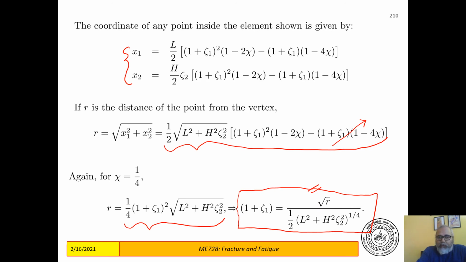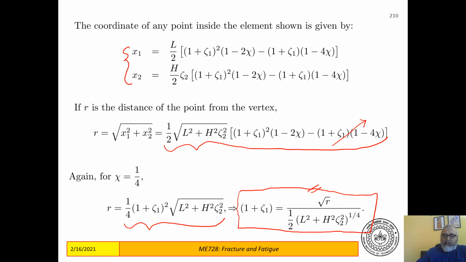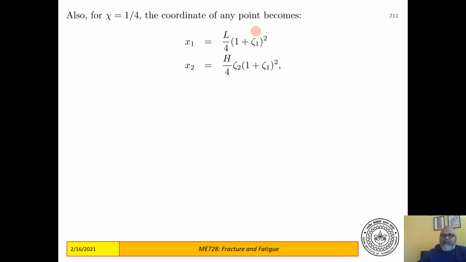Now we can also find x1 and x2. Here we have found r, so we can find x1 and x2. We simplify this for the choice chi equal to 1/4. So this goes to 0, this goes to 0, and for chi equal to 1/4, this becomes 1/2, this becomes 1/2 as well. Having done that, this is what the coordinate of any point will become. So this is what we need. We now have the interpolation between zeta 1, zeta 2.